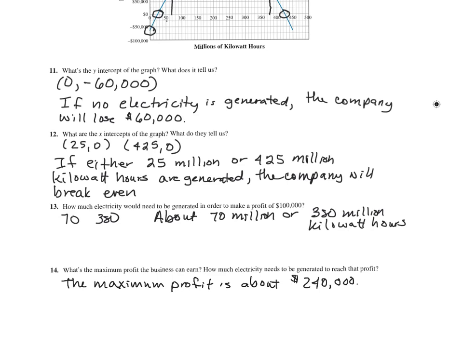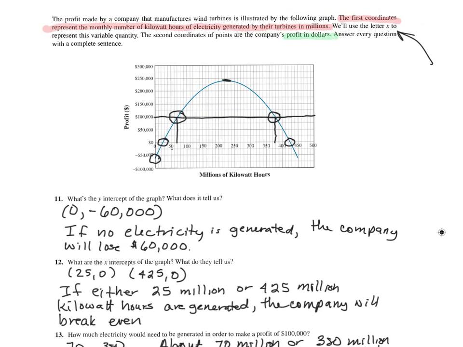And they would like to know how much electricity needs to be generated to reach that profit. All right, we're going to talk about this a little bit more in the future, but since we know that these parabolas are symmetrical, I don't even have to look at the graph for that. I know it'd have to be halfway between the 70 and the 380. So 70 plus 380 gives us 450, divided by 2 would give us 225. Now let's go up and validate to see if that's true. Yep, that appears so.